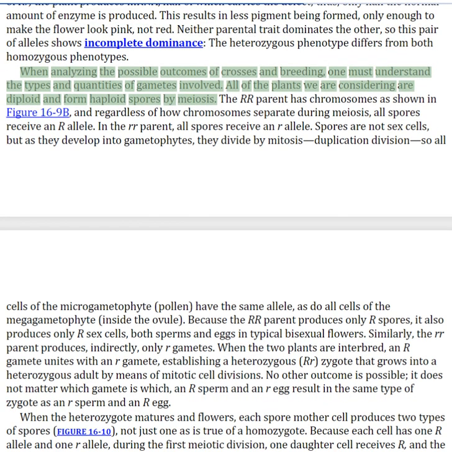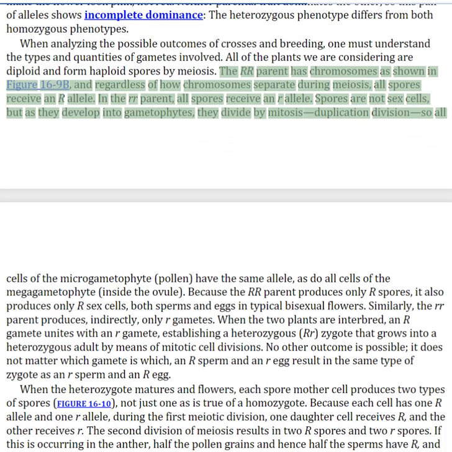When analyzing the possible outcomes of crosses and breeding, one must understand the types and quantities of gametes involved. All of the plants we are considering are diploid and form haploid spores by meiosis. The RR parent has chromosomes as shown in Figure 16-9b, and regardless of how chromosomes separate during meiosis, all spores receive an R allele. In the RR parent, all spores receive an R allele.